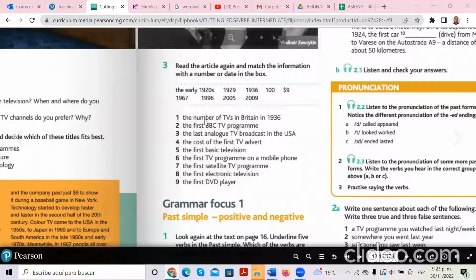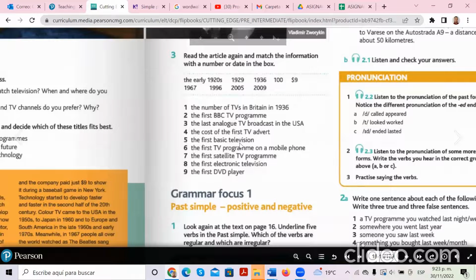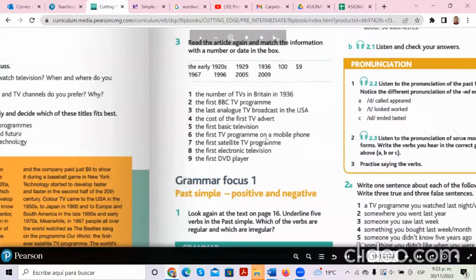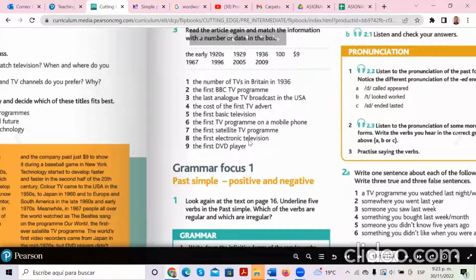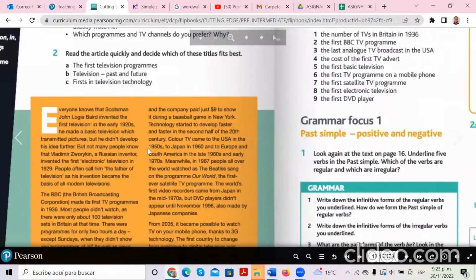So number 1, the number of TVs in Britain in 1936. You choose with a number. You match it with a number. The first BBC TV program, the last analog TV broadcasts in the USA, the cost of the first TV advert, the first basic television, the first TV program on a mobile phone, the first satellite TV program, the first electronic television, and the first DVD player.